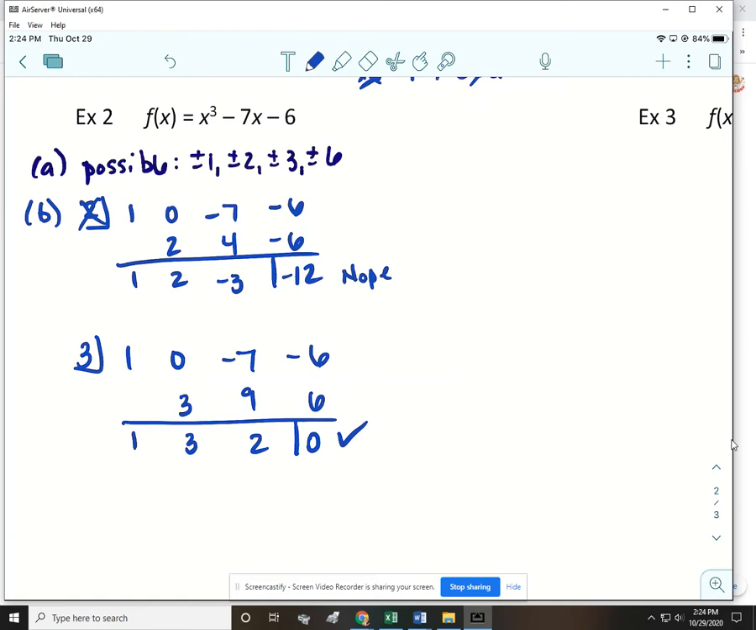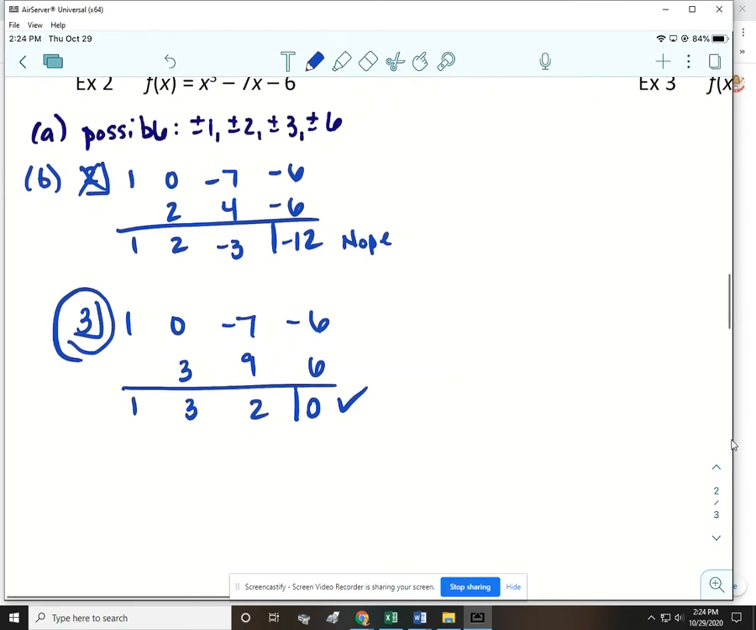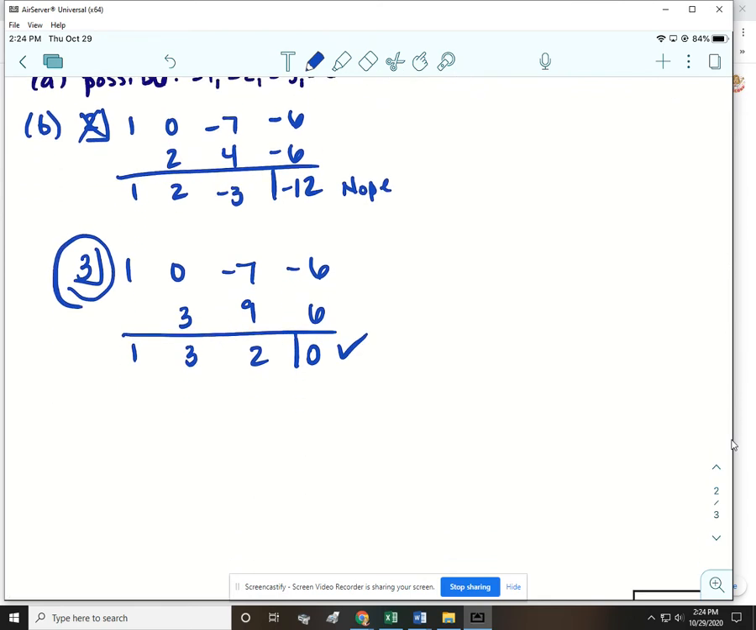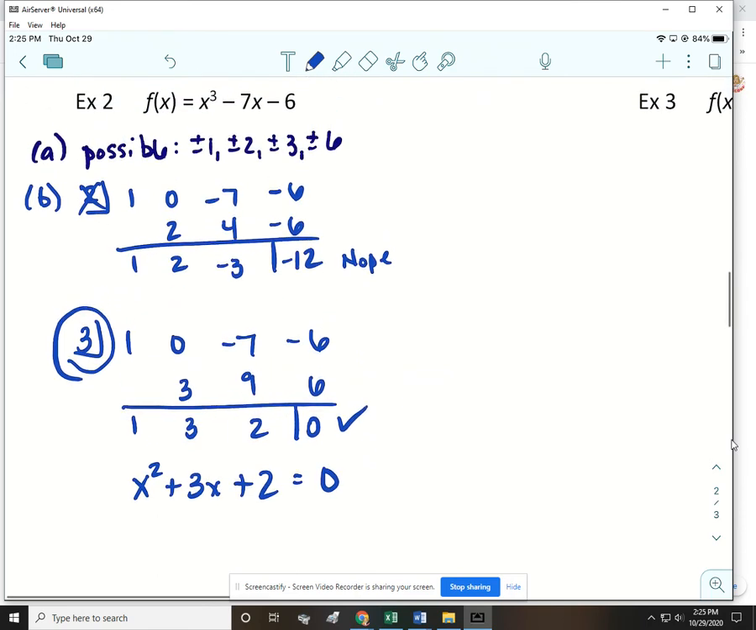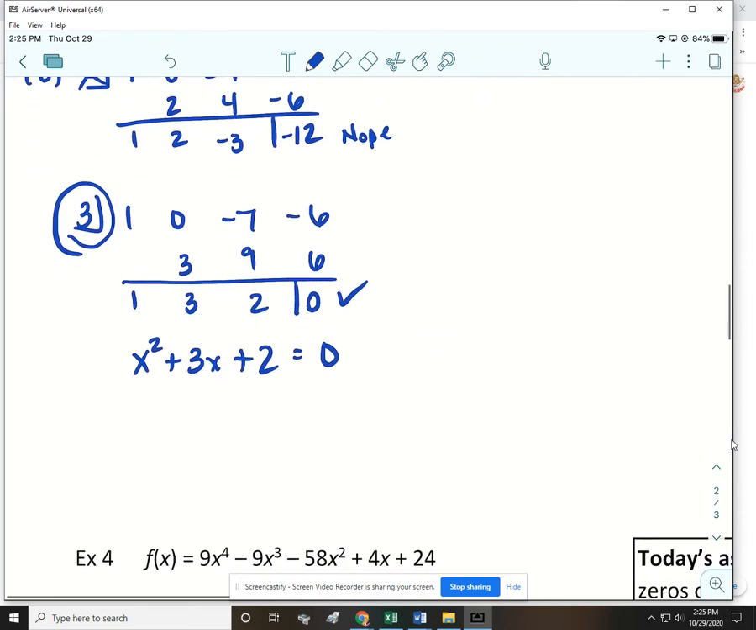Yay! So as soon as you get a remainder of 0, then 3 is a zero, and definitely you get excited because you're almost there. You've kind of done the hardest part of it, figuring that out. And then we take our numbers under here and we write a new polynomial. Since the synthetic division worked one time, that means that I went from a cubic to a quadratic.